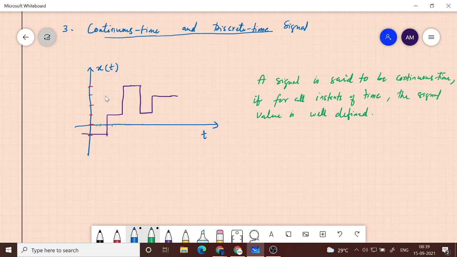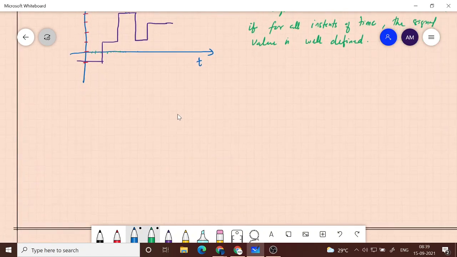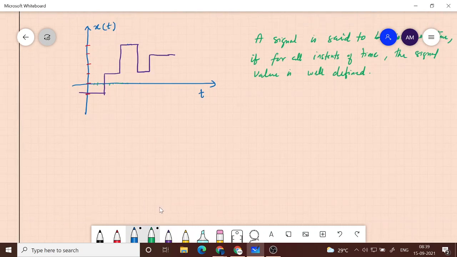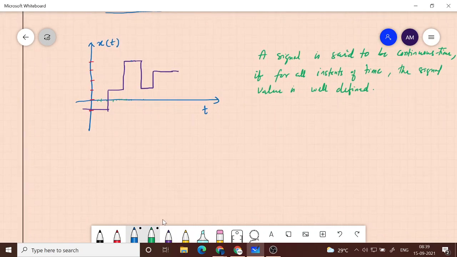It is not like 1 second, 2 second, 3 second, anything between also, 2.357 second also, the signal is defined. Okay, so such signals are called continuous time signals. Now what is a discrete time signal? A discrete time signal could be an analog signal also. So the picture here which I showed, this is a digital signal but continuous time.